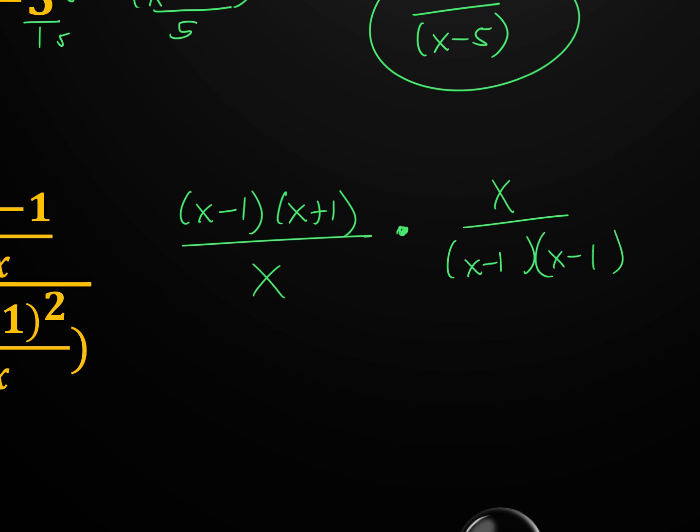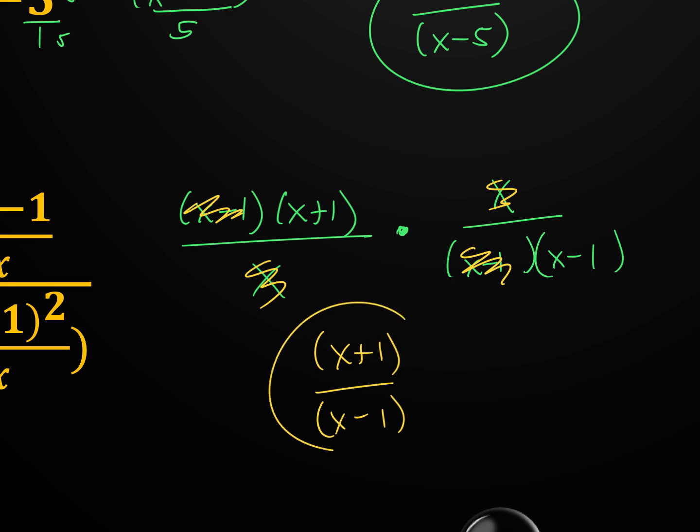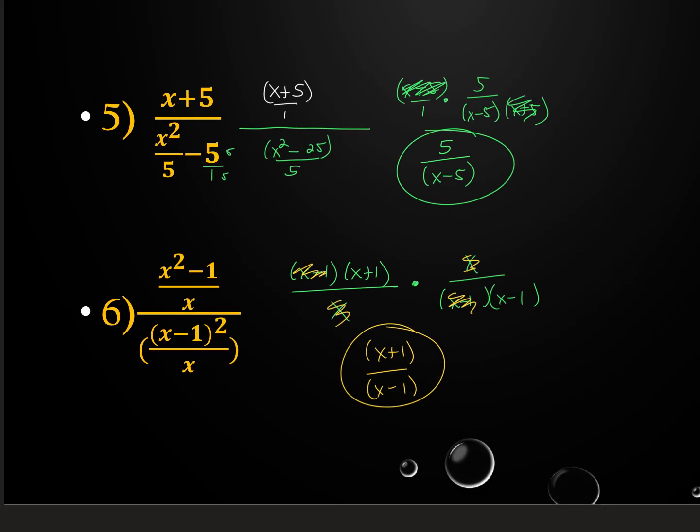Good. So now, do you guys see a bunch of stuff we can cancel out? Yep, the x minus 1 and an x minus 1. Good, what else? x and an x, awesome. So I'm left with, in the numerator, x plus 1. The denominator, x minus 1. Good job, good job.